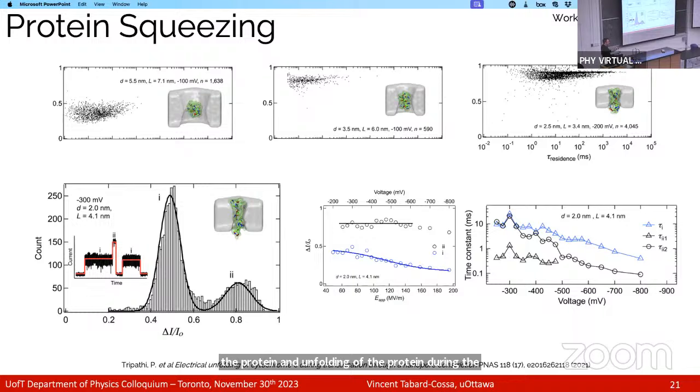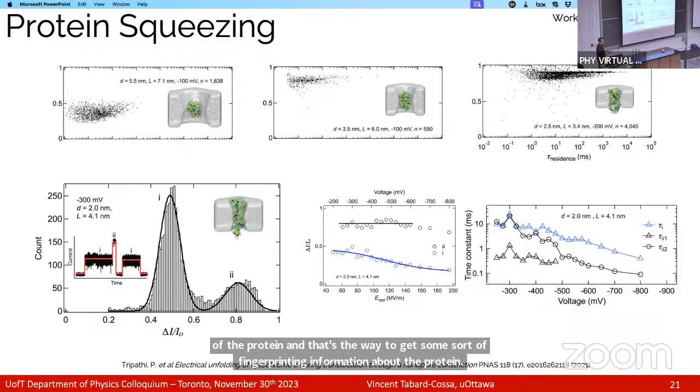And you can measure as a function of the force that you're applying to these proteins, so a function of the applied voltage that you're applying across the membrane. You can measure the kinetics of these states to map some sort of energy landscape of the protein. And that's a way to get some sort of fingerprinting information about the protein, not just about its shape, but also about its energy landscape this way.